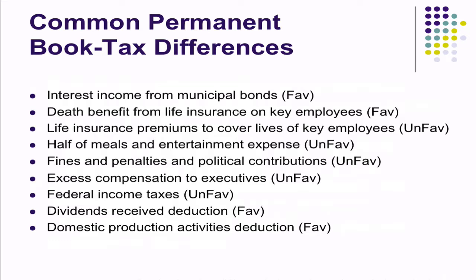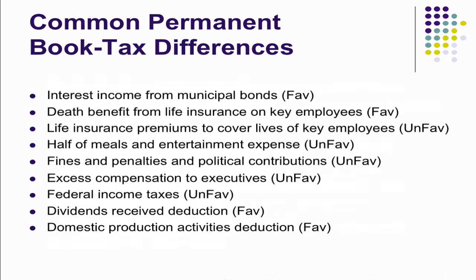Well, so what does that mean? Why is that a favorable? Just as an example, using the death benefit from life insurance. Okay, so that income, you would pick it up as income for book purposes, but for tax purposes, it's not taxable. So it reduces your tax liability. So that's a favorable book tax difference. Life insurance premiums to get that key person insurance. Those premiums are deductible for your book purposes. They are not deductible for tax purposes.